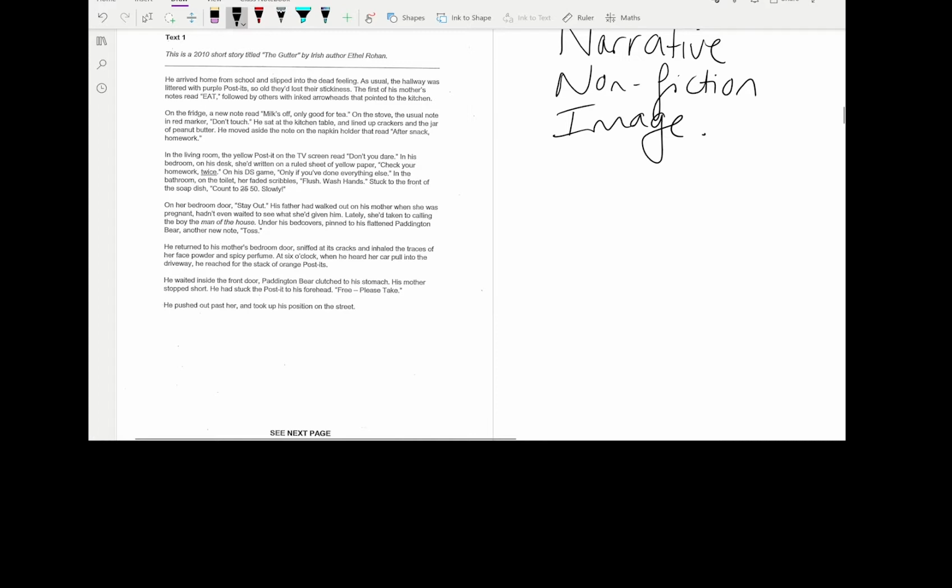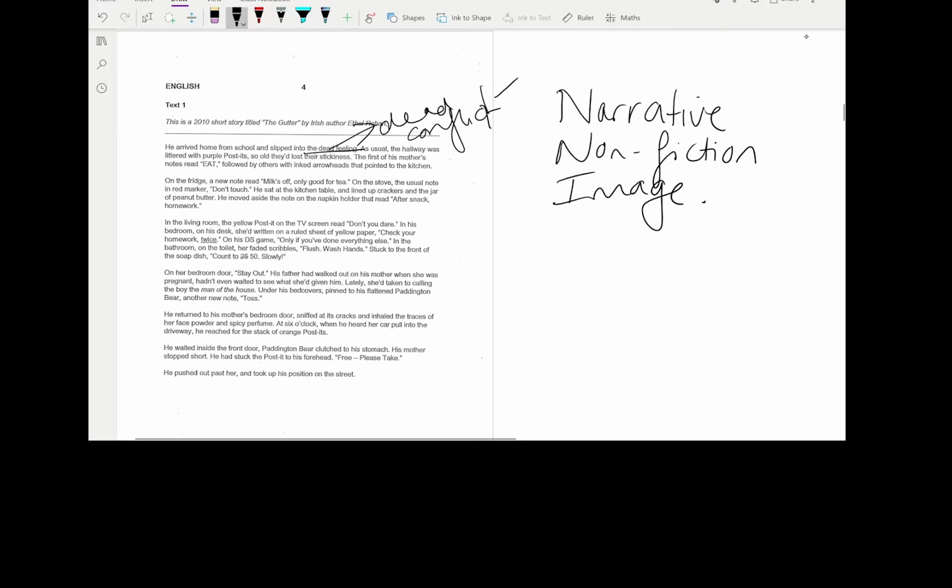But if you pull it apart, word by word, line by line, all of a sudden the meaning starts to become clear. He arrived home from school and slipped into the dead feeling. So instantly, the word dead suggests conflict. So he's arriving home, which should be a place of safety, but he feels dead inside.